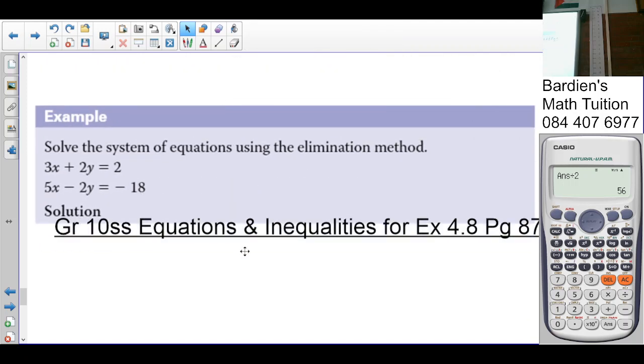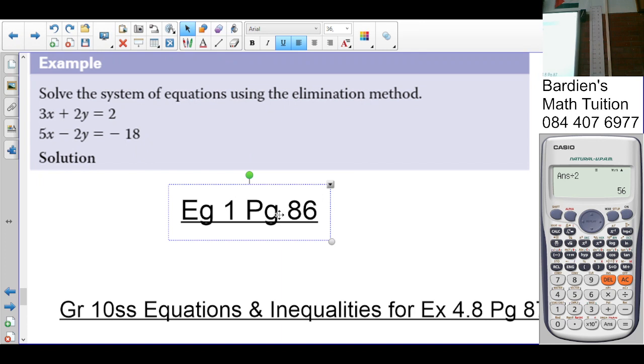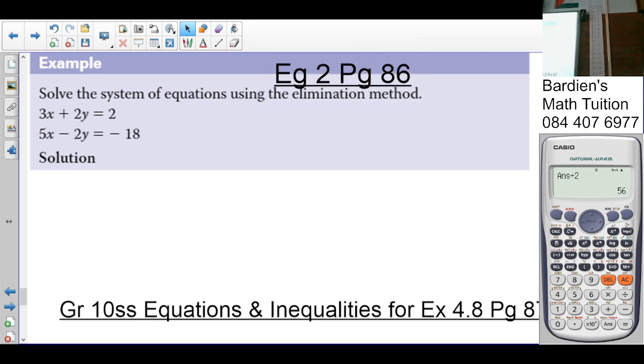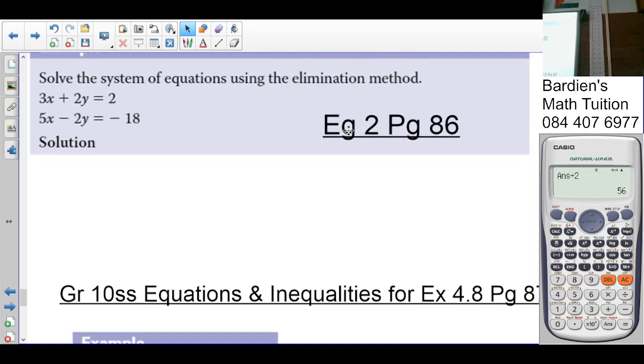Let's look at example 2, and example 2 is on page 86. Solve the system of equations by using the elimination method. Here, they tell you you must use the elimination method. If the question says elimination, you must use elimination. But we are nice people, no? So we won't always ask you to do elimination or substitution. We'll leave it up to you. But if the question does say explicitly which method to use, you must use the method that is asked.